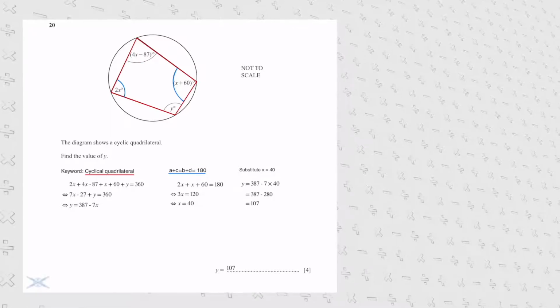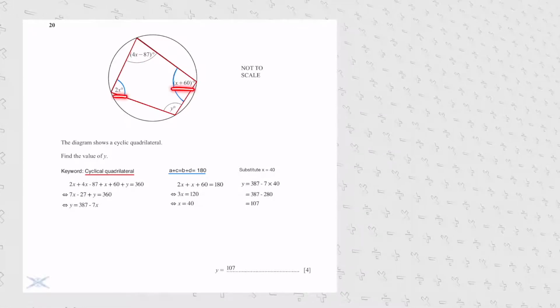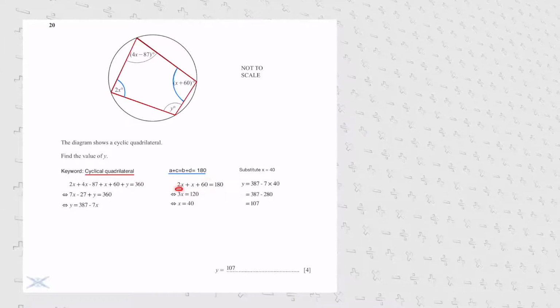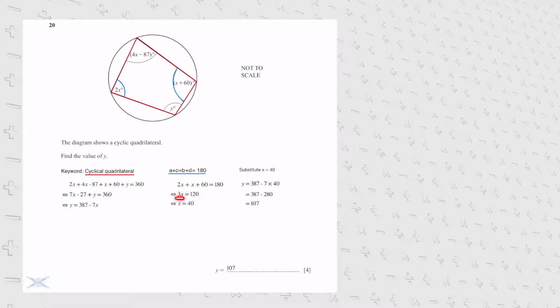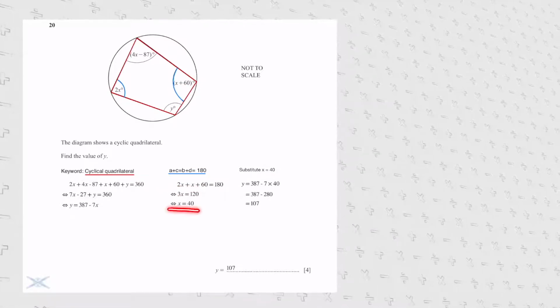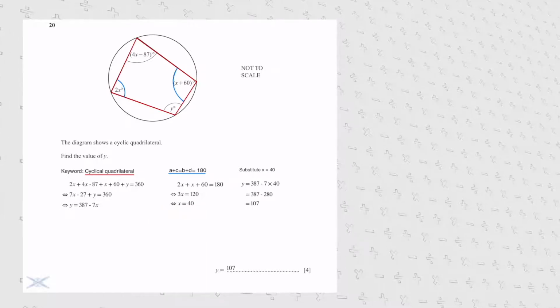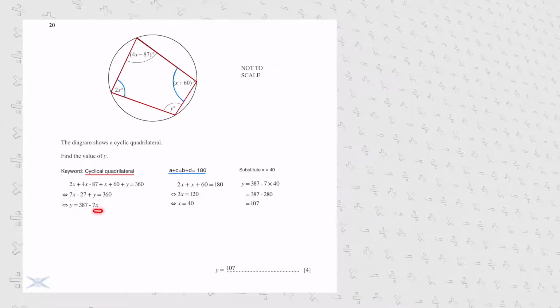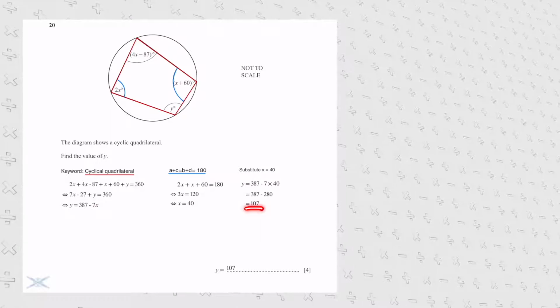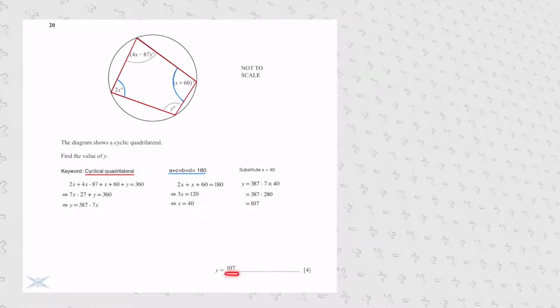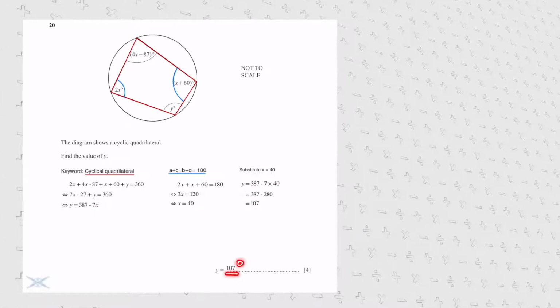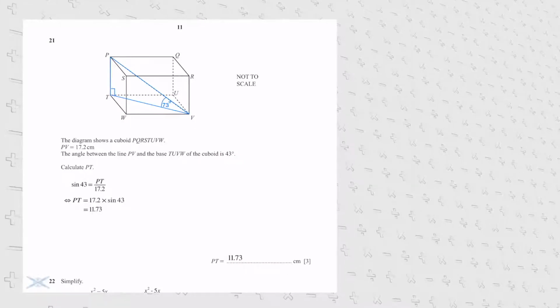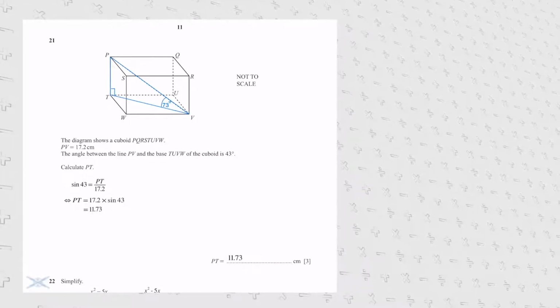So here we can establish the equation that 2x plus 60 equals 180. We add up the x's and isolate them to finally determine that x equals 40. Finally, we substitute 40 for x in the first equation, and after doing so, we will arrive at the conclusion that the value for angle y equals 107 degrees. In this exam, there are 3 more exercises to go, so let's take a quick glance at exercise 21.